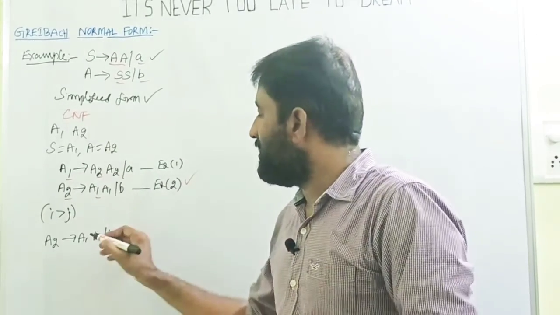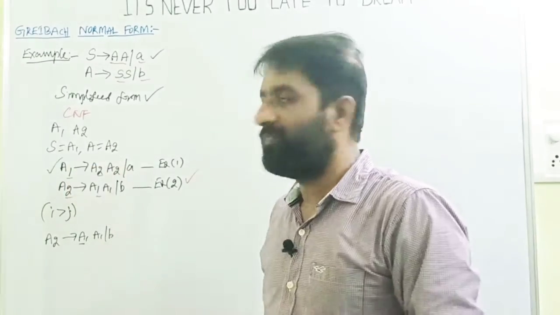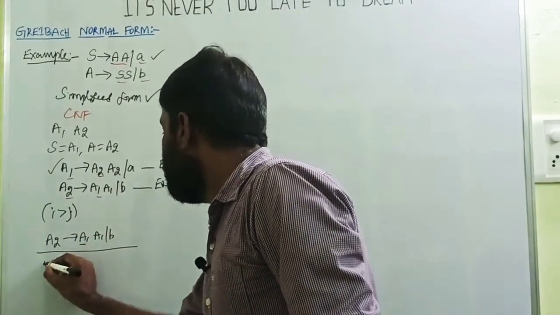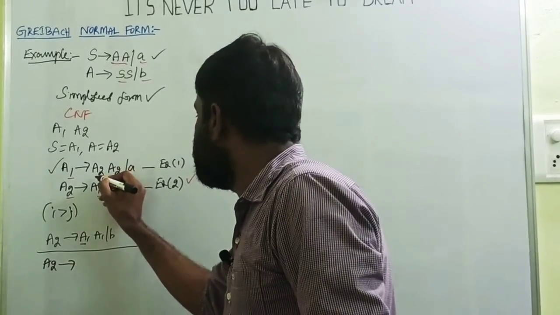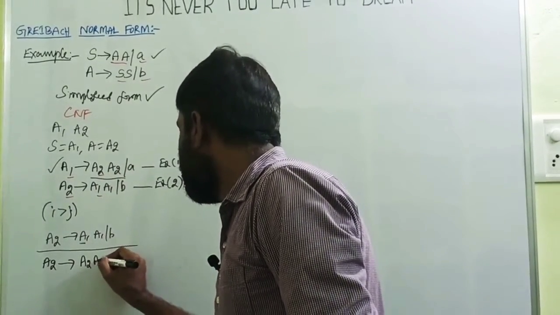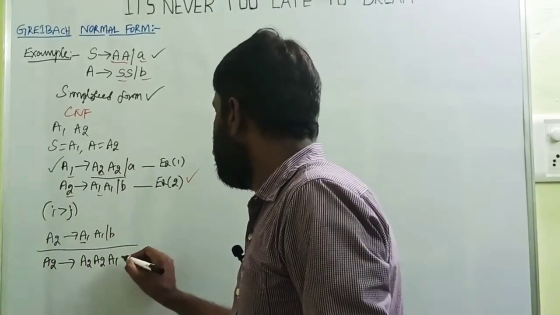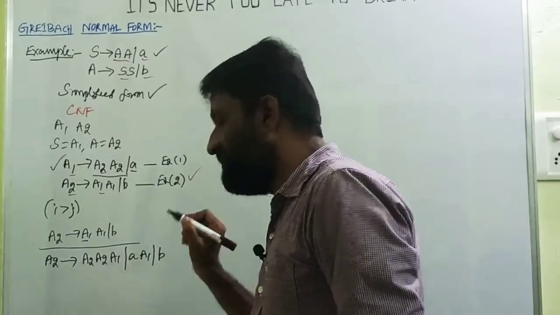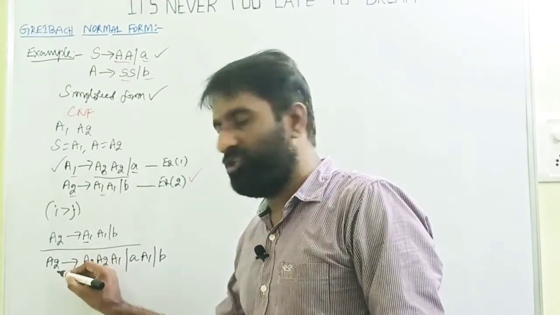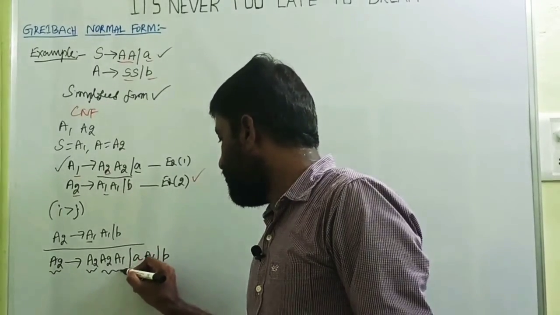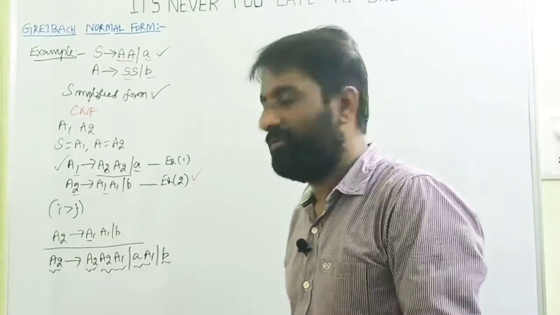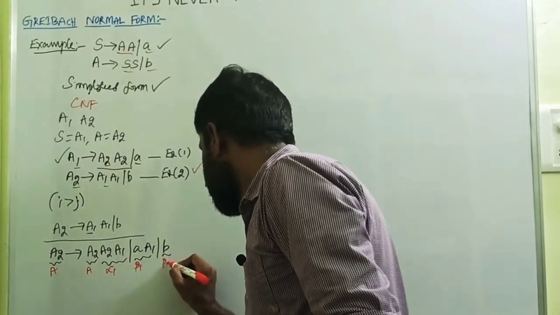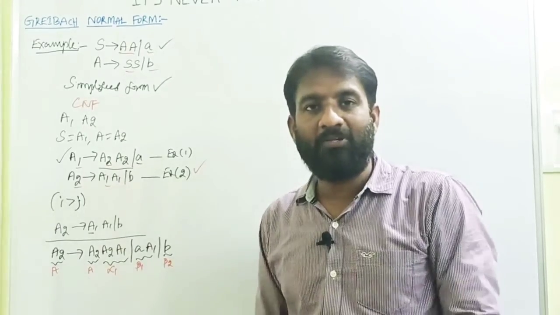Which one can we apply? In the place of A1, you can substitute these productions, meaning applying lemma 1. After applying lemma 1, we can write A2 tends to A2 A1 A1 slash a A1 slash b. Now look at this production. This is A, this is alpha 1, this is beta 1, this is beta 2. Which lemma can you apply? Lemma 2, elimination of left recursion.